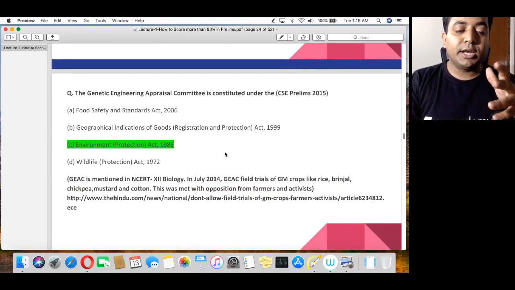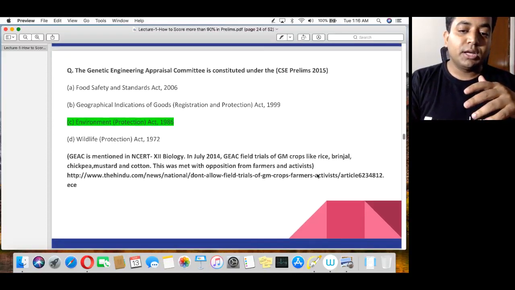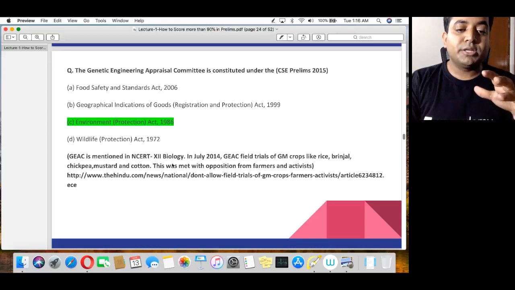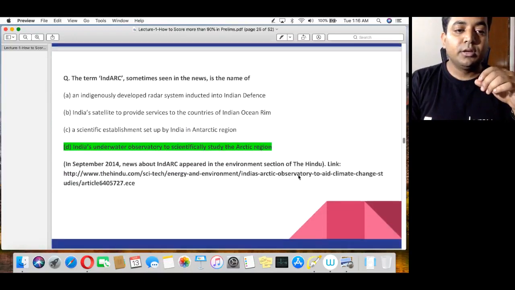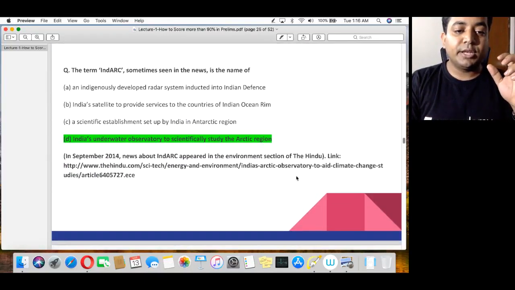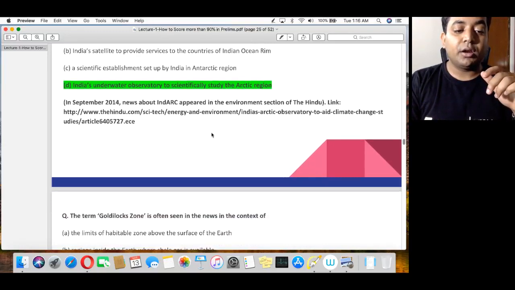GEAC is related to the Environment Protection Act 1986. This is the news article in which it was asked. It is also mentioned in NCERT 12th biology, and it was in the news at that time. You can click on this article and you will find the exact article. The term 'End Arc' is sometimes seen in the news. This was asked in the prelims, and as you can see, this is the article. If you click on it you will find this: India's underwater observatory to scientifically study the Arctic region. That is related to End Arc.